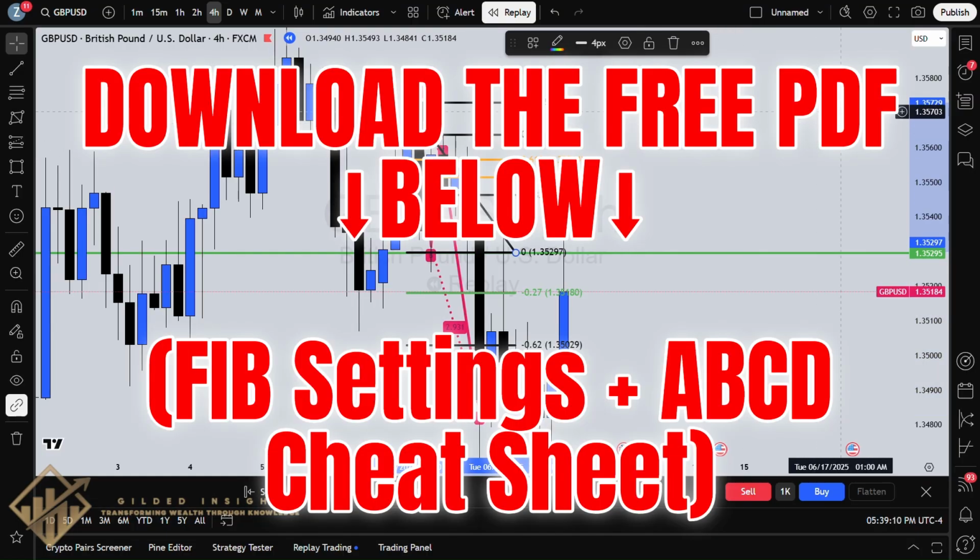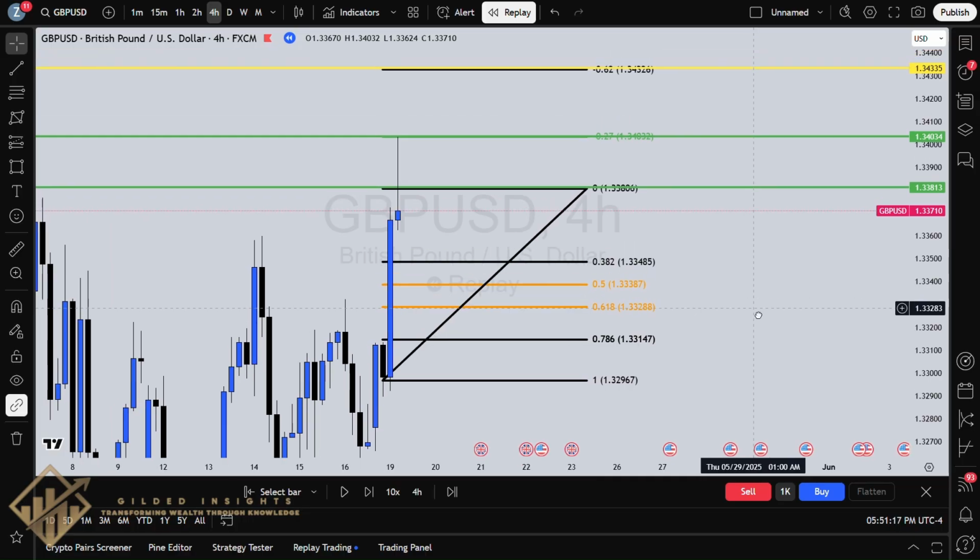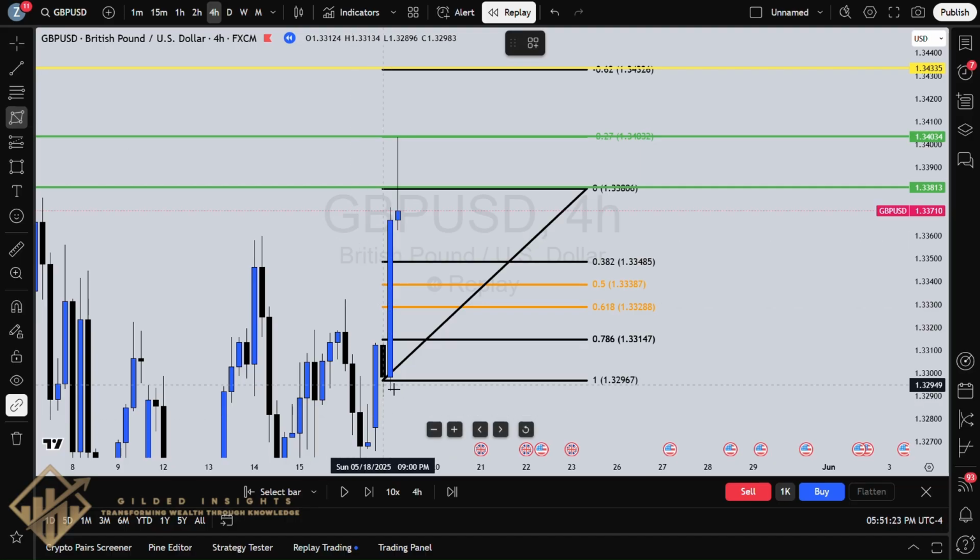Let's get some more live examples. So now we're going to pull out our ABC pattern to see how this will potentially play out and if our levels align.